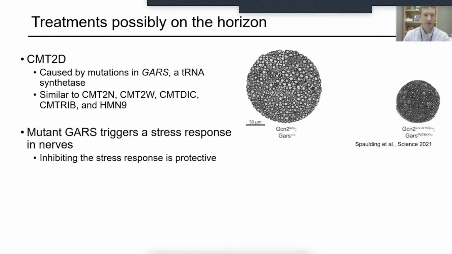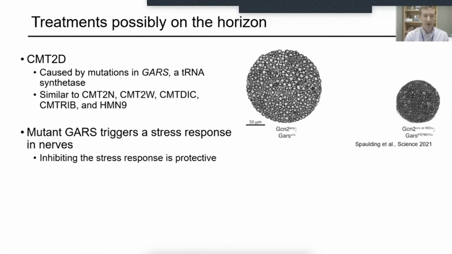So in CMT2D, the mutations are in this enzyme called GARS, which is a tRNA synthetase. And so there's other tRNA synthetases, MARS, WARS, YARS, many of them. And those also, with certain mutations, cause forms of inherited neuropathy or CMT. So findings in CMT2D may translate to other related forms of CMT.